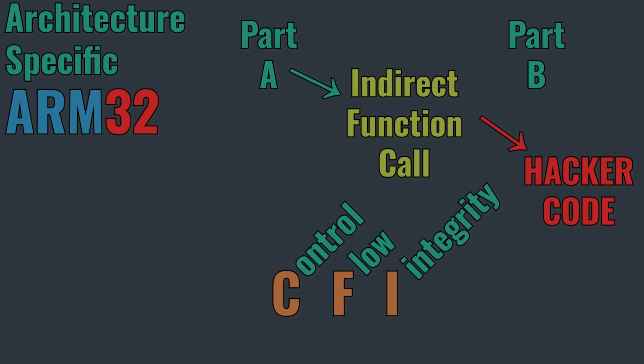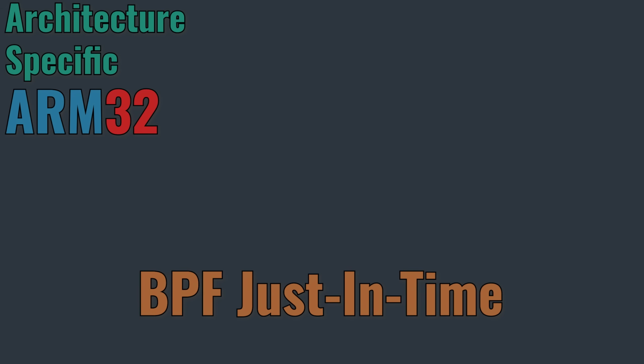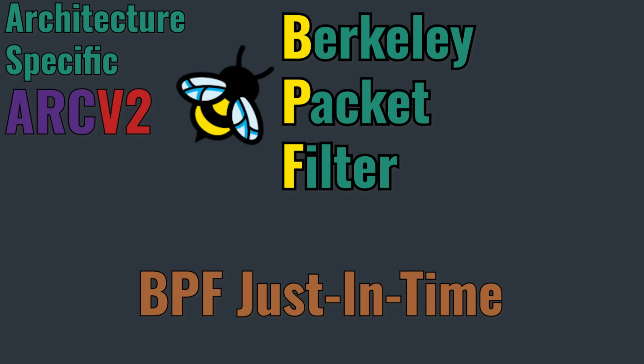Now we can continue with the BPF just-in-time compiler that has been added to ARC v2 CPUs. Now there's a lot to explain there. So let's start with the BPF just-in-time compiler. BPF stands for Berkeley Packet Filter. What the Berkeley Packet Filter does is it can take either a file or a socket and it will stay there and receive information from it and be able to treat that information to send it to a program or to do something with it.